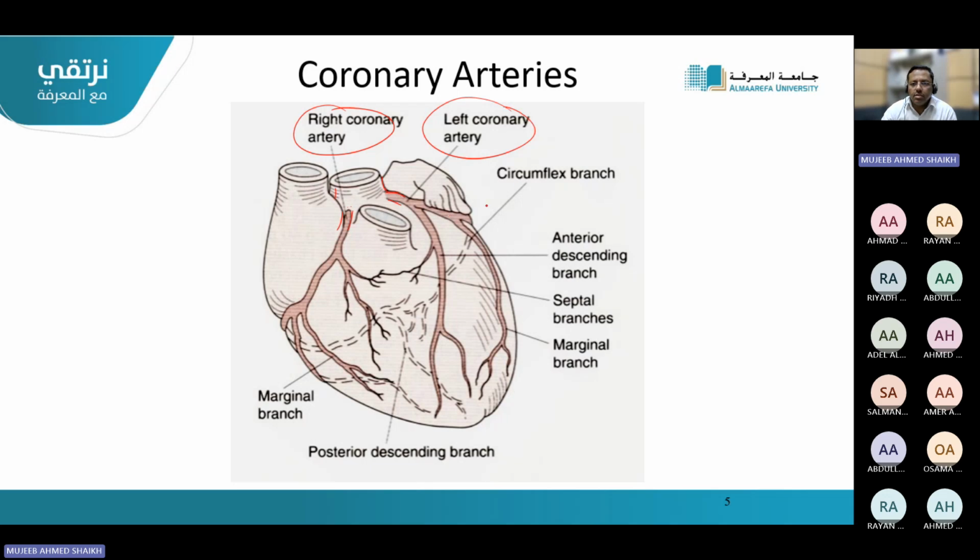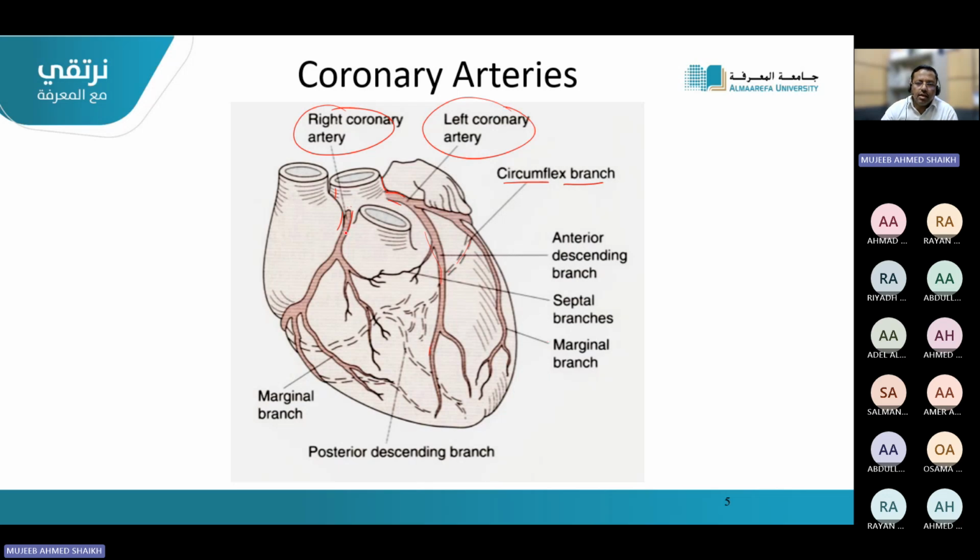Left will give out the circumflex branch because it is moving to the backside, making a curve. That's why it is known as the circumflex branch. And then there is the anterior descending branch, which is in the anterior interventricular groove. And then there is a marginal artery also.